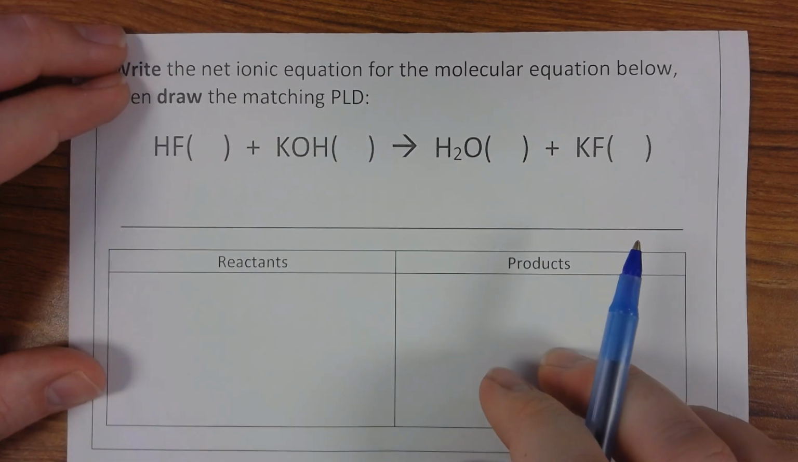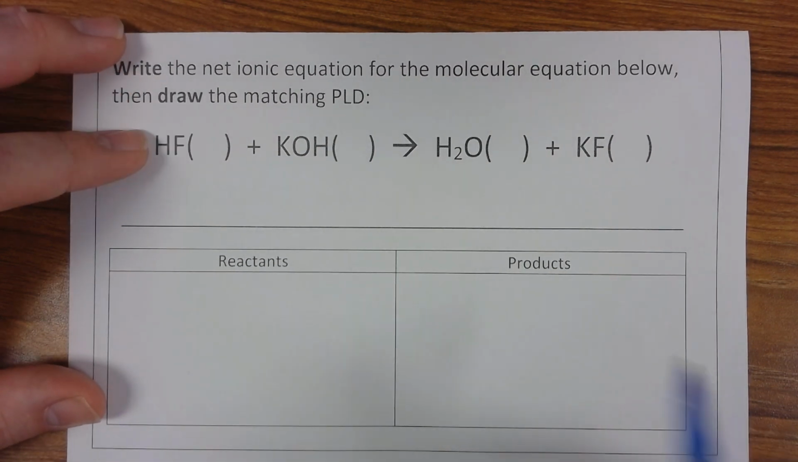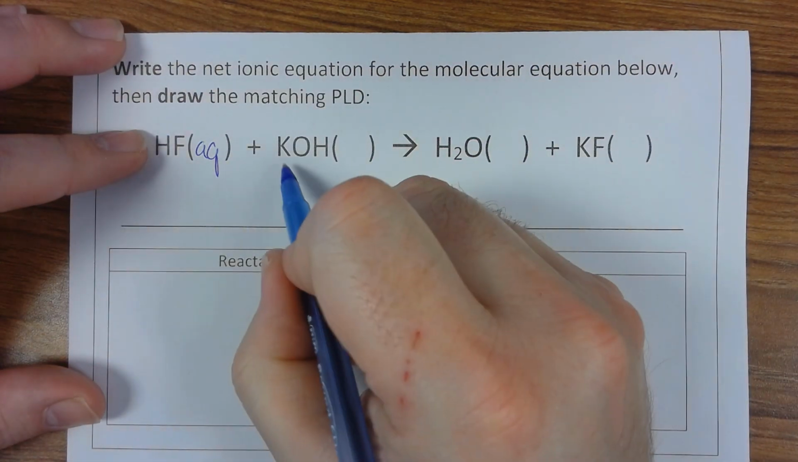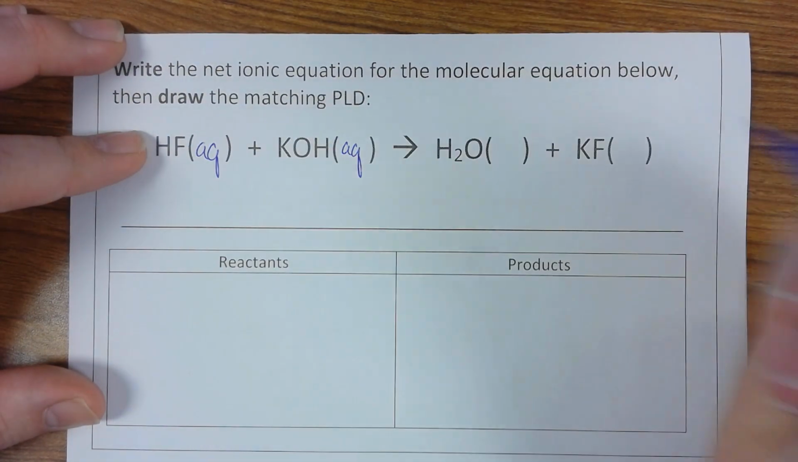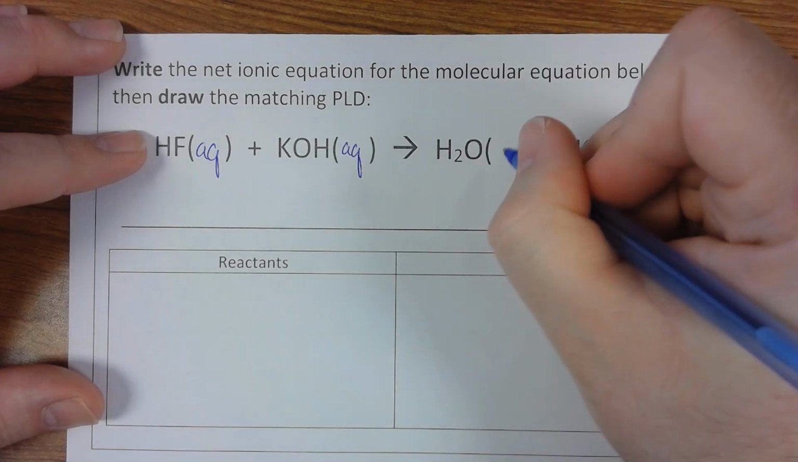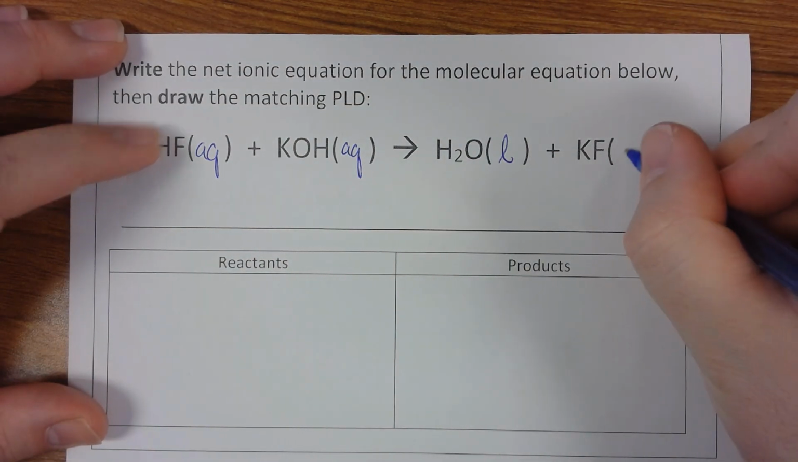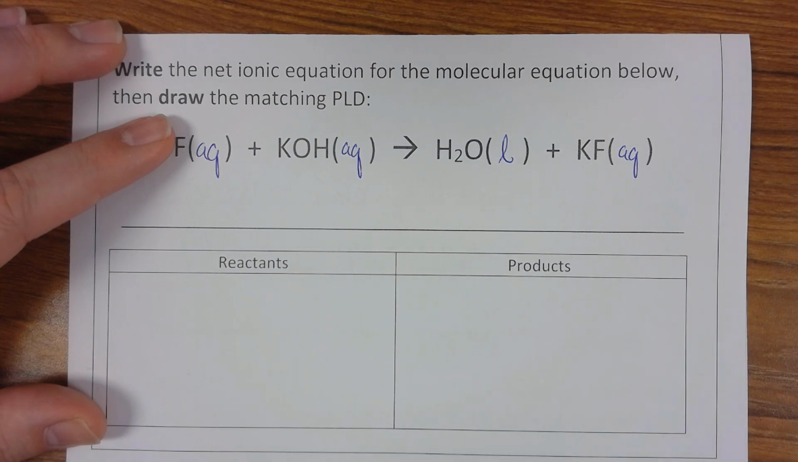First things first, I need to determine the states of things. HF is a weak acid, so I'm going to show aqueous on that. KOH, because of the K, is going to be dissolved in water. H2O, water in water, is going to be a liquid. And then because of the potassium, I know this is going to be soluble in water.